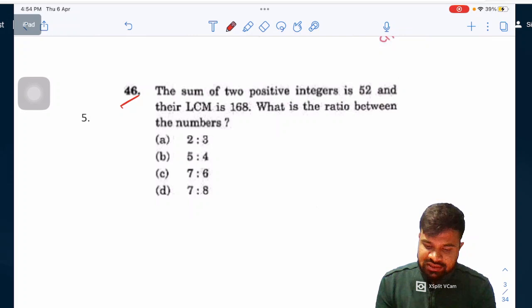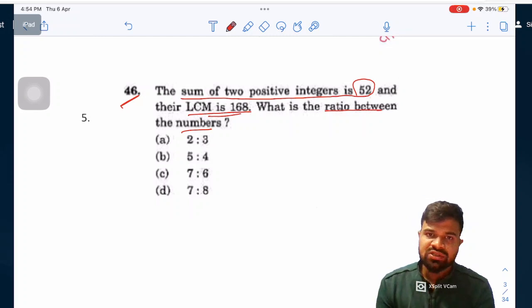Now, in this case, the sum of two positive integers is 52 and their LCM is 168. What is the ratio between the numbers? See, this is a typical question where LCM is used. LCM is nothing but a multiple. So if we are able to find the factors of 168, then we can apply this condition to find our actual answer.